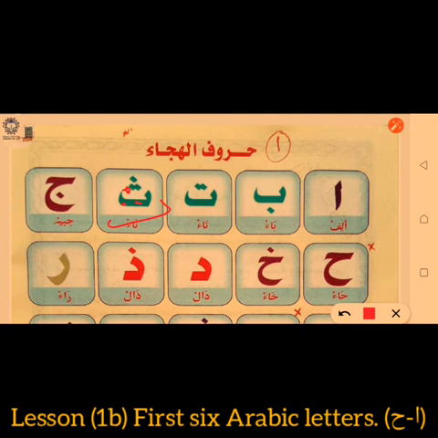So the difference between Ba, Ta, and Tha is that for Ba, the dot is under it. For Ta, it has 2 dots and the dots are on it. Then for Tha, it has 3 dots and the dots are on it. That is what we use to identify them.